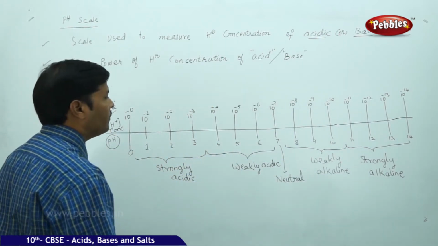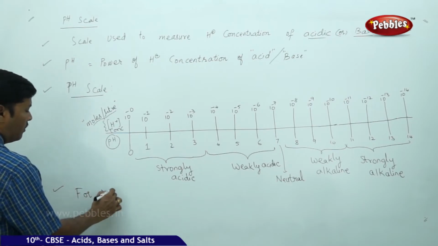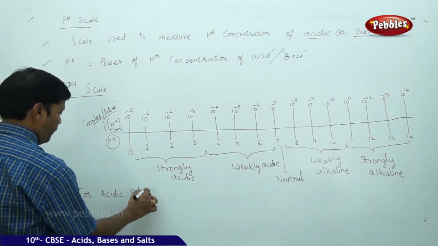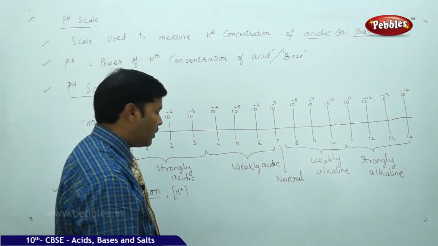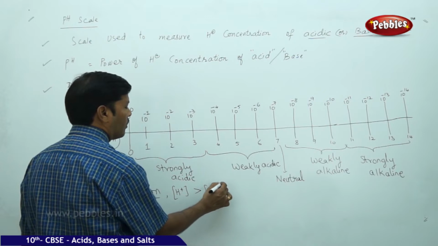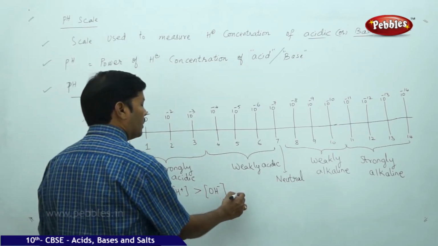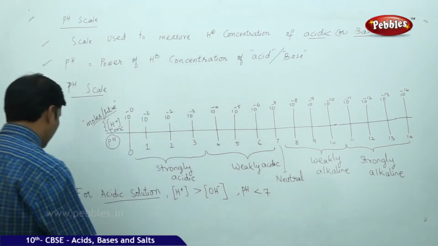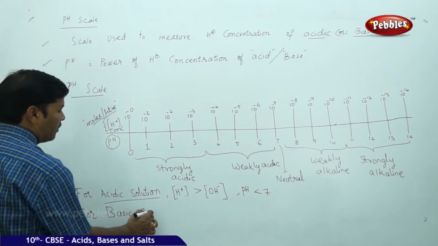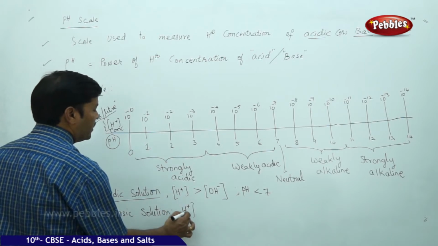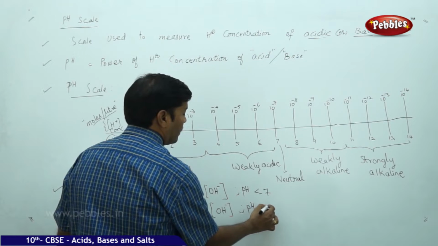So what are the applications of this pH scale? You can understand it like this. For an acidic solution, H plus ion concentration is always greater than OH minus ion concentration, and therefore the pH is always less than 7. Similarly, for a basic solution, H plus ion concentration is less than OH minus ion concentration. That's why the pH is greater than 7.